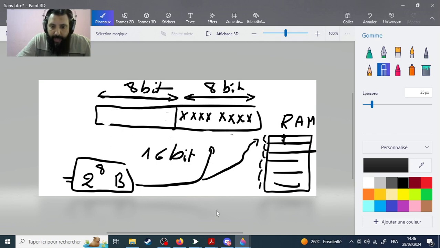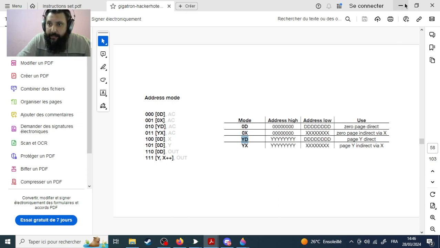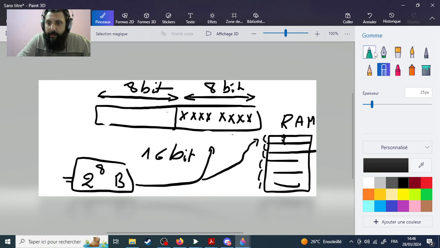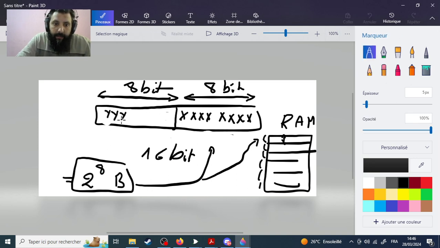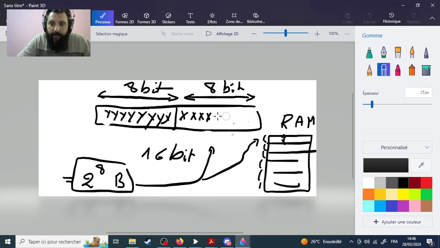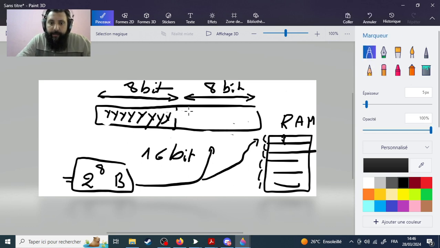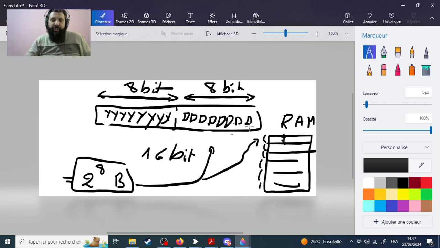This is the third mode. We have to put the Y and D. We have Y here, and we have the D here. In this addressing mode, we can choose the page. This is the address of the page. This means you can choose the address of the page. This mode is used to change the page, to access different pages.